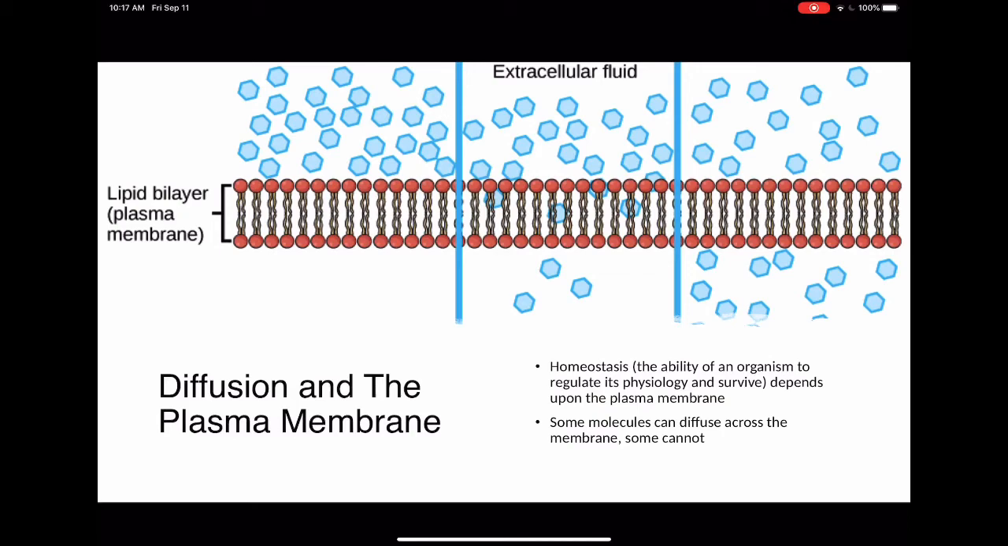So as you can see, there's a lot of substance in the extracellular fluid, and some things can pass through the plasma membrane, but this largely depends on its size or its charge.